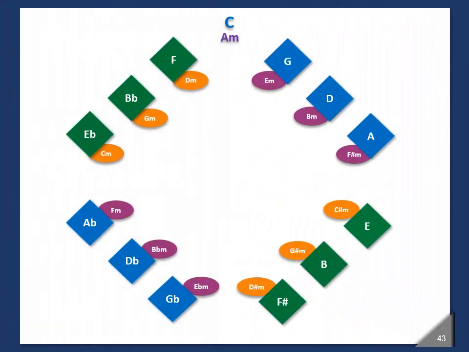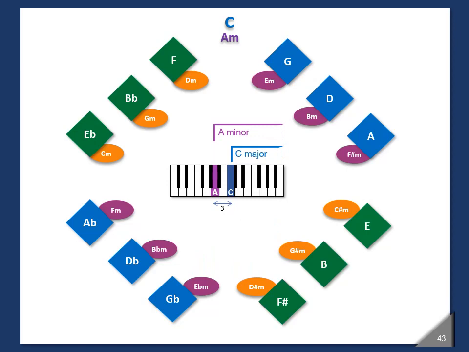Finding a relative key is easy. Just count 3 half tones left if you are looking for a minor key, and count 3 half tones right if you are looking for a major key.